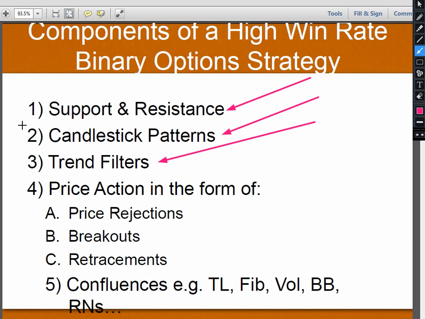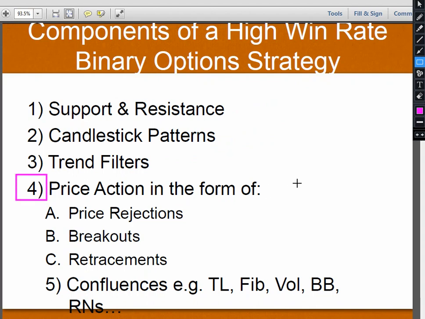Now, the first one is important, the second one is important, the third one is important, the fourth one is critical. Very important. Now, after considering support and resistance, candlestick patterns and trends, so assume you have an uptrend, price is coming to a support level, and you have a bullish engulfing candlestick pattern, you still don't enter trade immediately. There are 3 things you need to check first before you enter trade.